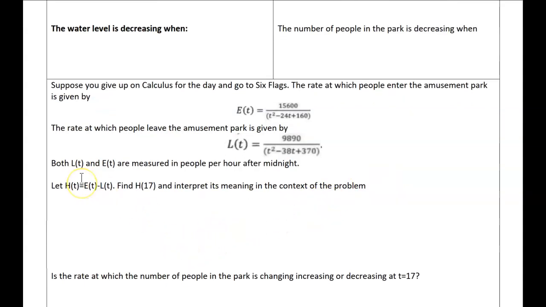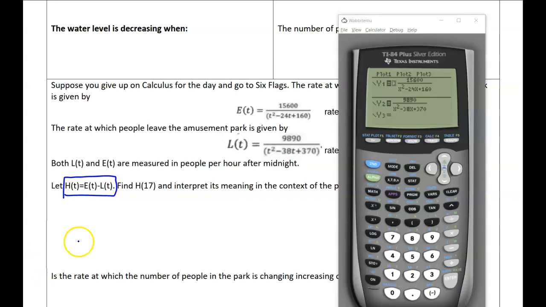Okay, so take a second, make sure you read this whole thing. Remember, we have E and L standing for people entering and leaving the park, particularly the rate at which they enter and leave. That word rate is important. And then we are given this function h, which is E minus L. So really the question is going to be, what does h represent? So it looks like I need both E and L here.